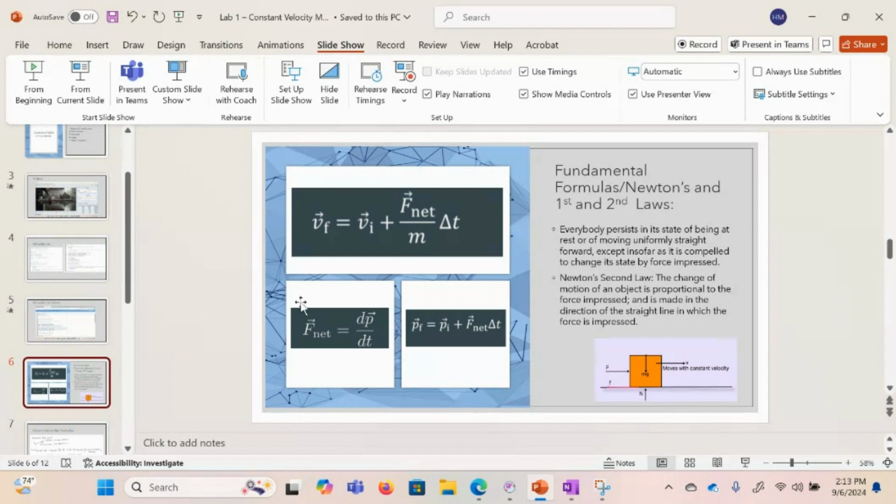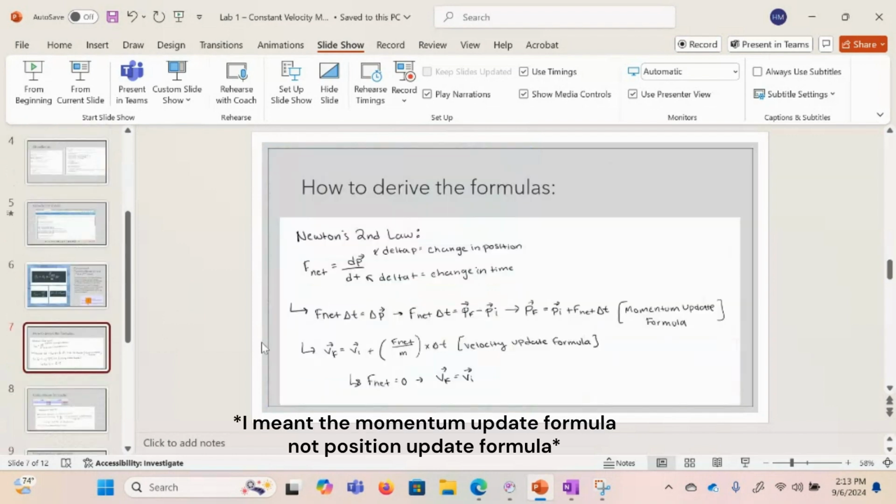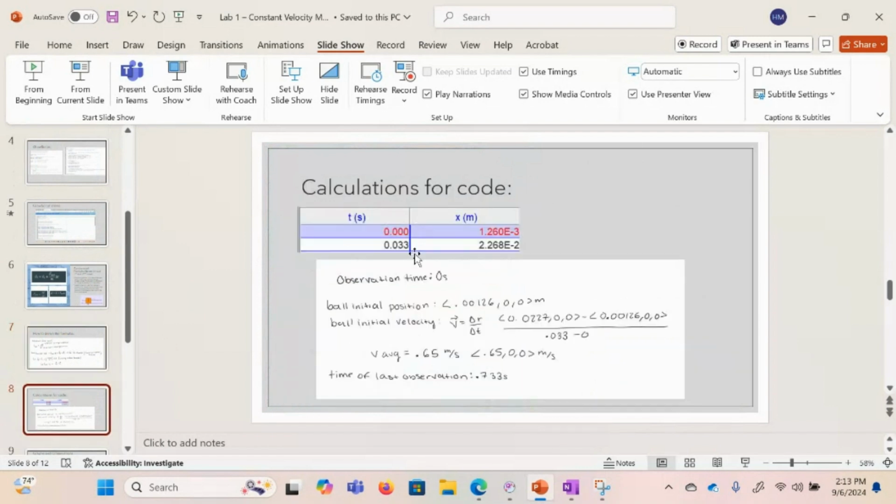And this is the momentum principle. With this, we can get the velocity update formula and a position update formula. And this is how to derive the formulas. These are my calculations for the code.